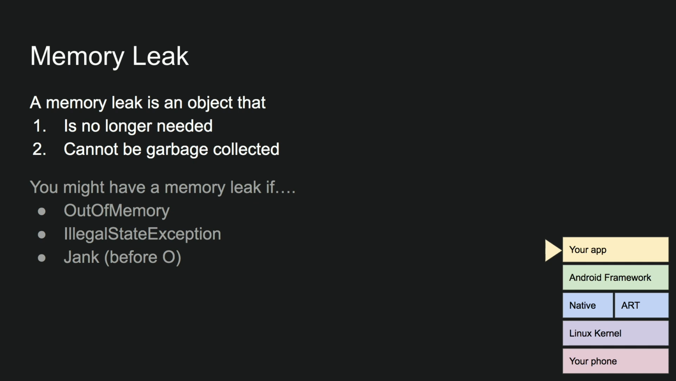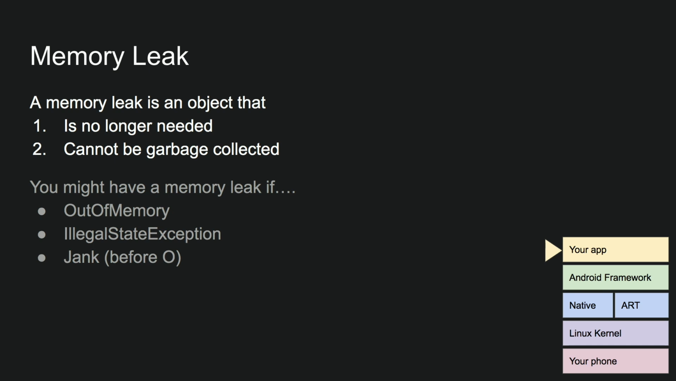An illegal state exception is a little bit more of a tricky one. Let's say you attach a listener to an activity or another component, and then you leak that component. If you have a callback on that component and try to do something like update a text view that no longer exists, then an illegal state exception can occur.